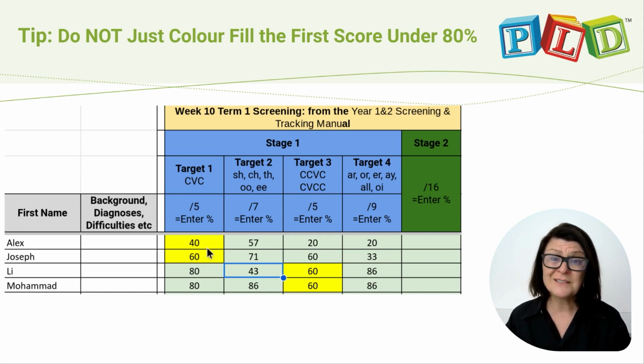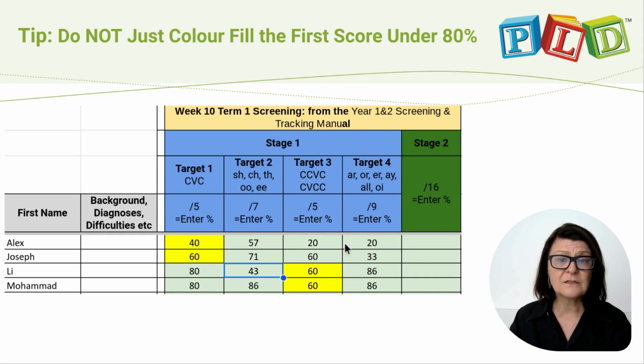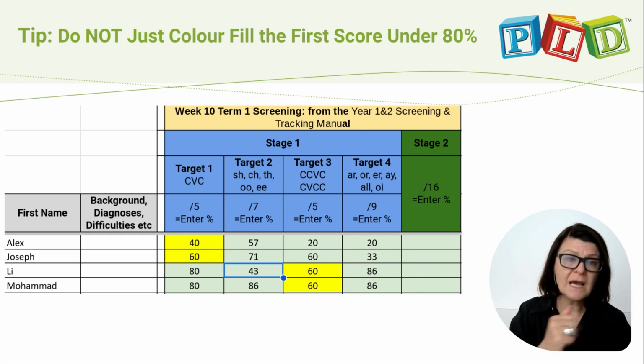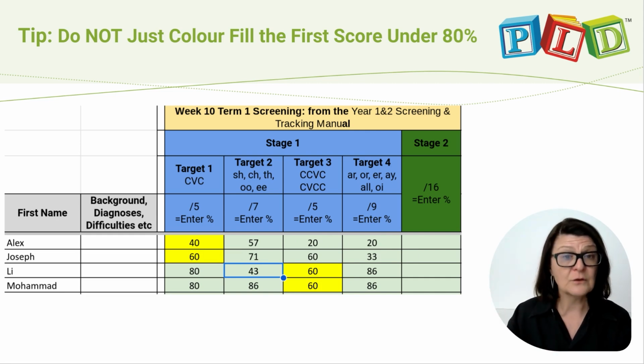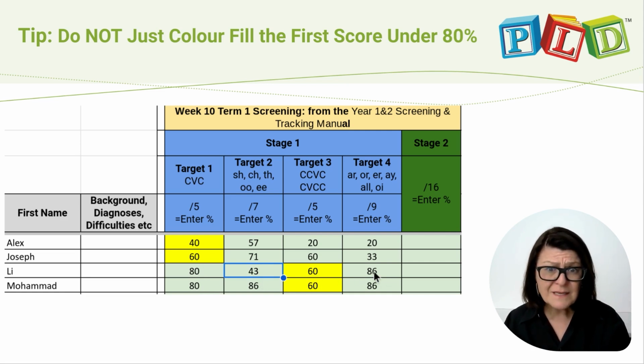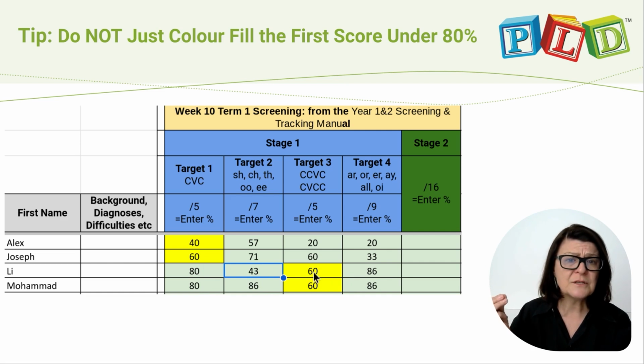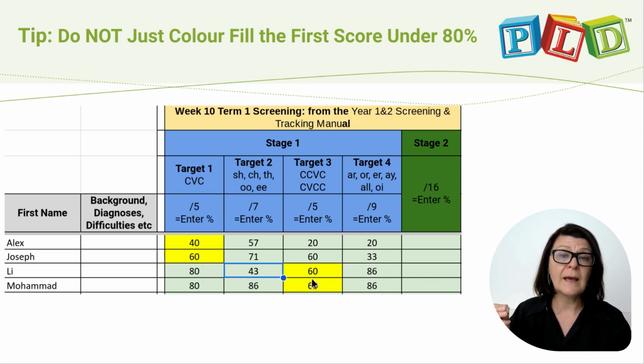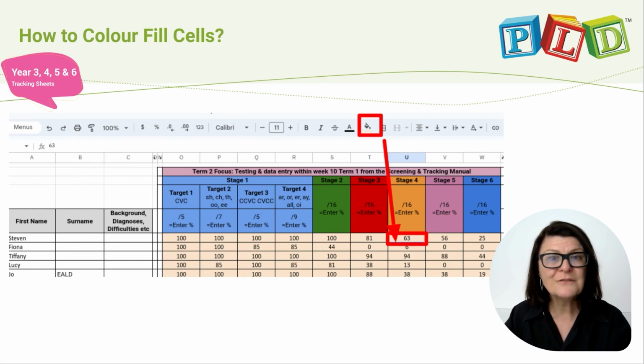With Alex and Joseph, something happened at a CVC level, but then look at their target 2 skills, a target 3, target 4. Are we really going to put these students at a CVC level? No. You'd be targeting further on and colour filling those skills further on. 80%, 43%, 60%, 86%. Would we really be putting students here when they've scored so high in target 4? No.